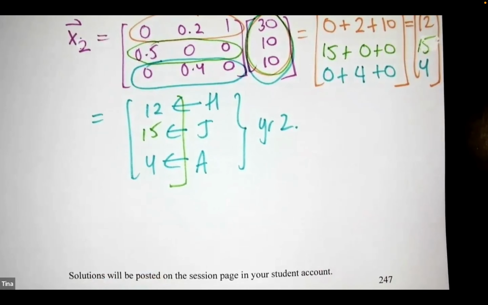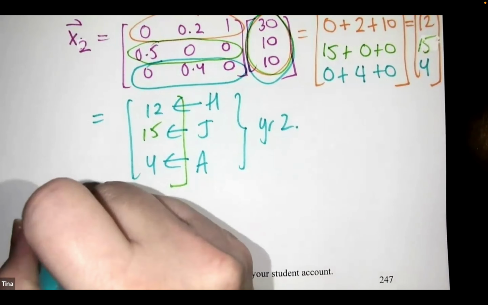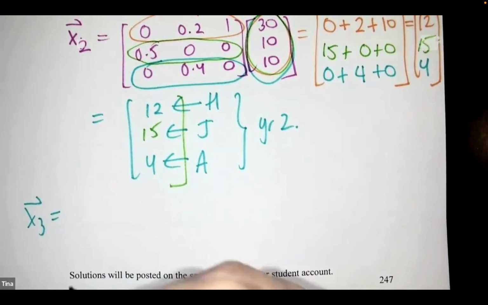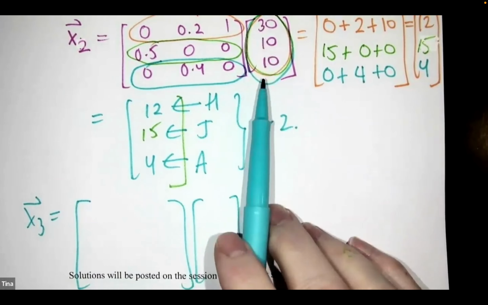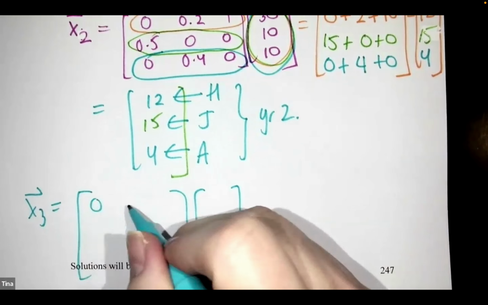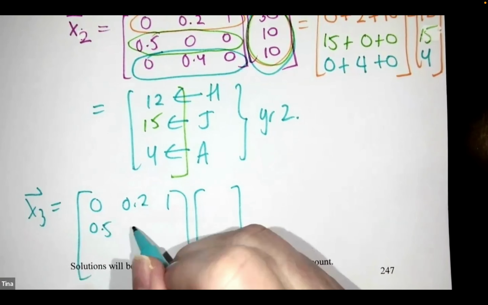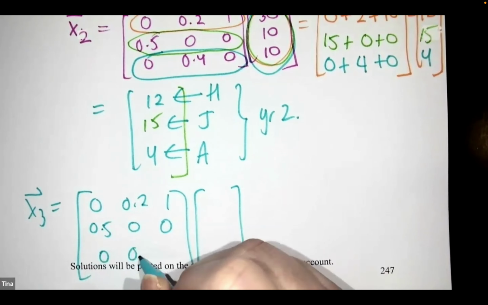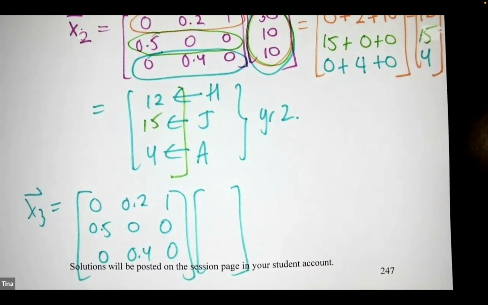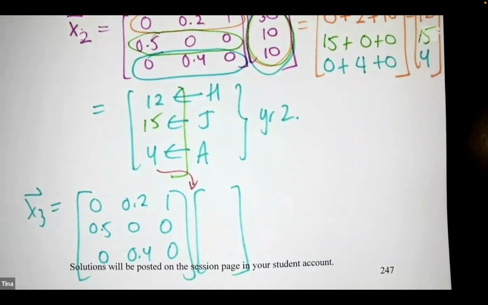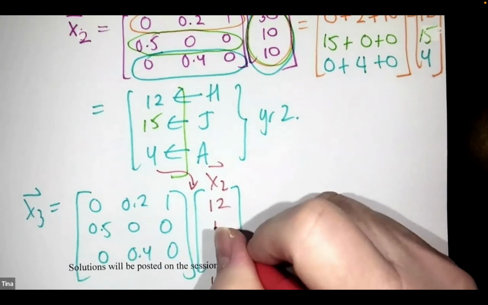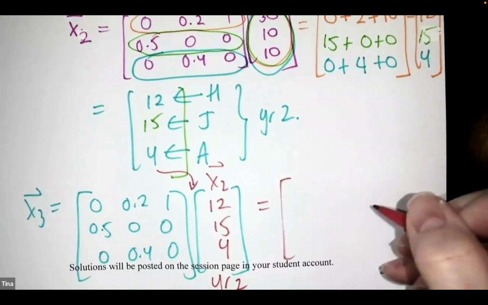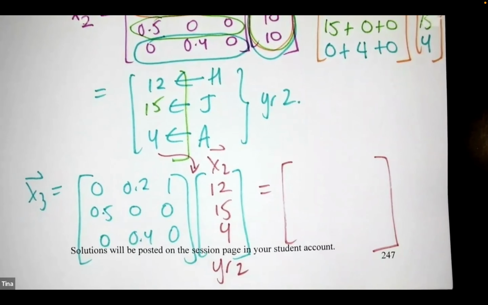So if you want to do year 3 now, let's say x3, we still need our original matrix, but we're not going to take the 30, 10, and 10. What are we going to have to use? Remember, it's recursion, so we've got to use the one before it. So these numbers go down in here. We take the year 2, and so it's 12, 15, and 4. And then we would multiply to get that.